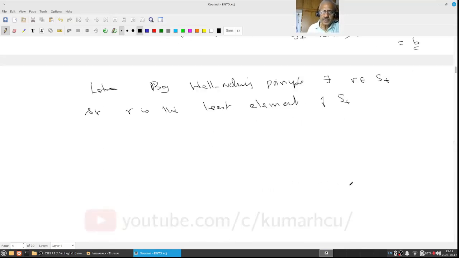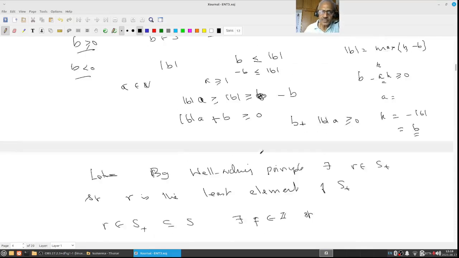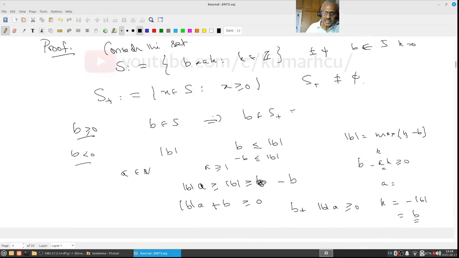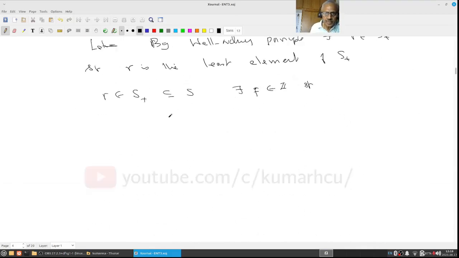Okay. Now, since r belongs to S plus, which is contained in S, there exists a q, an integer, so that any element of S is of the form b minus ak. Therefore, r must be b minus ak. This is q. Now we want to claim r satisfies r strictly less than a. Notice that since r belongs to S plus, r is already greater than or equal to 0.